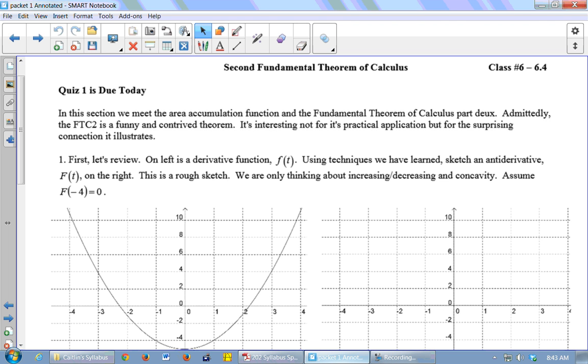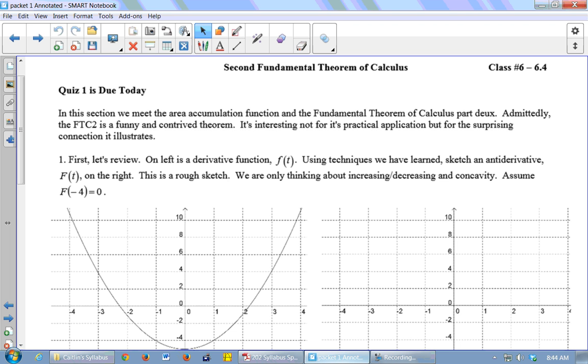All right, so in this section, we're going to talk about the second fundamental theorem of calculus. There are 2 fundamental theorems, part 1 and part 2. This is part 2. Admittedly, it's kind of a funny and contrived theorem. It's interesting not for its practical application like part 1 is. Part 1 is super useful, but part 2 is interesting for the surprising connection that it illustrates.